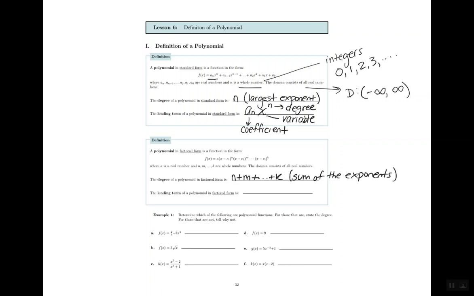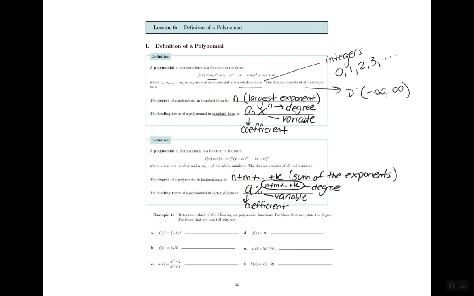The leading term of a polynomial in factored form is given by a times x raised to the power n plus m plus k. So we'll see that it has the same three components of the leading term of a polynomial in standard form. It has that coefficient, that real number a, the variable x, and this expression n plus m plus all the way to k, which again represents the degree of the polynomial.